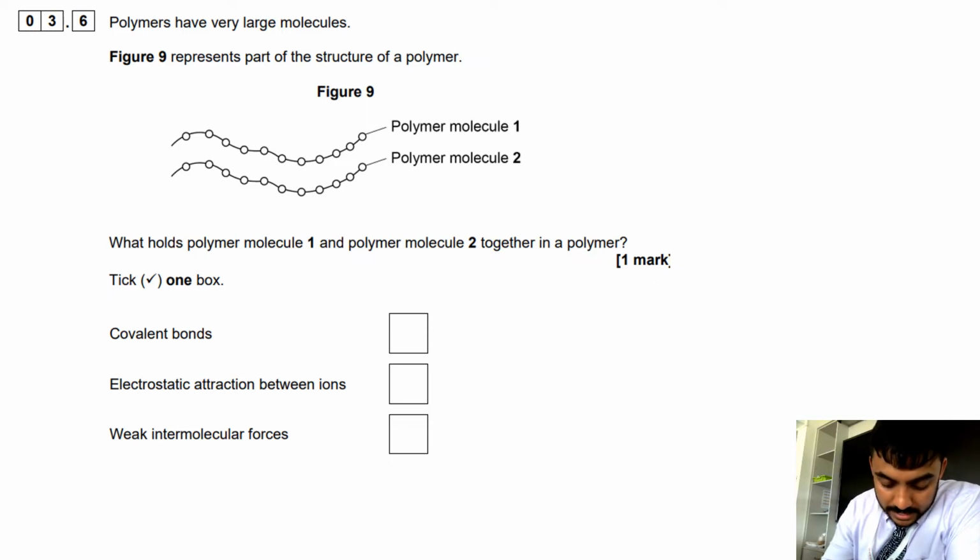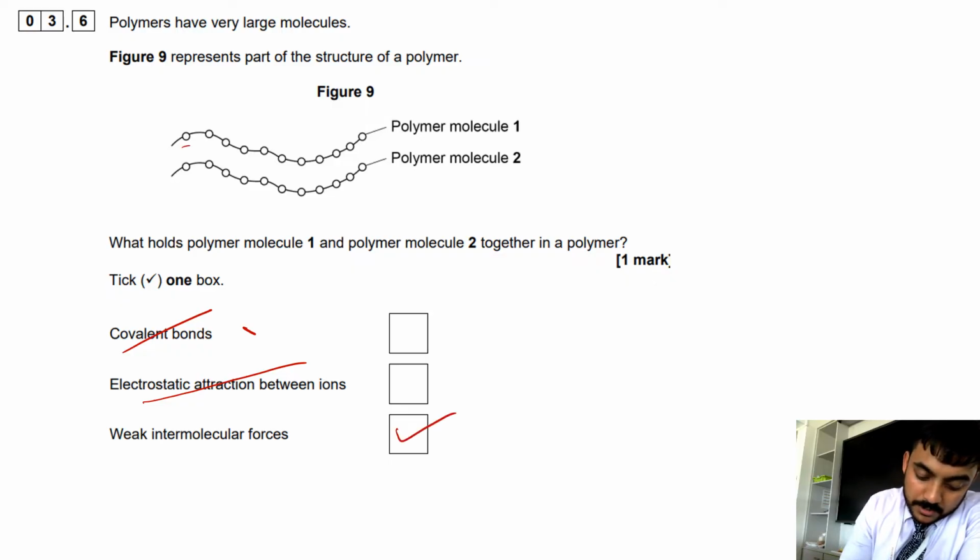Had it been covalent bonds, it would have been represented by a stick. So it's not a covalent bond. Had it been weak electrostatic attraction between ions, these polymer molecules would have been charged particles or charged molecules, but they're not. Instead, it's weak intermolecular forces. That's why they're easy to rip apart. Sometimes weak intermolecular forces are drawn as these tiny dashes.